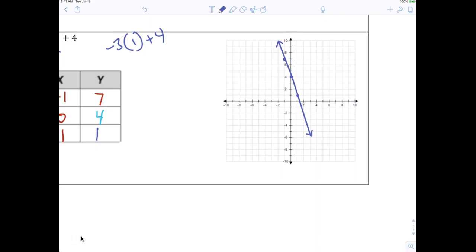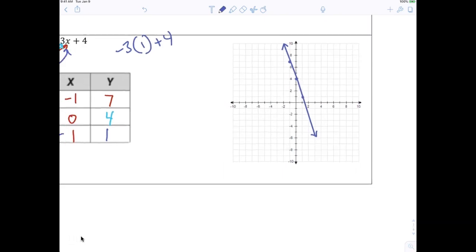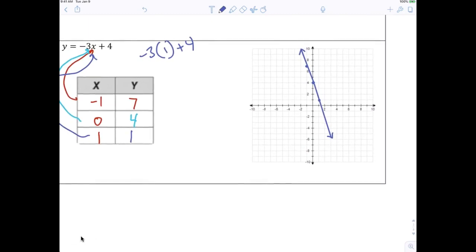Anybody have any issues with that? Yes, sir. Very good. To the right 1 and up 1. Thank you for correcting me. For the 0, 4 point, you didn't go left or right, you go straight up 4. That's a good review question right there. Okay? All right, here we go.